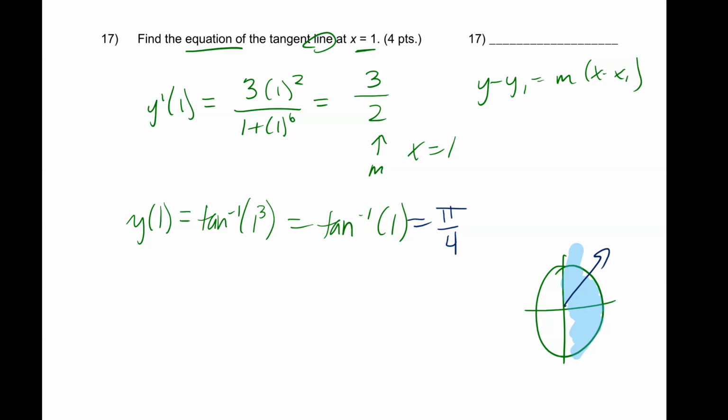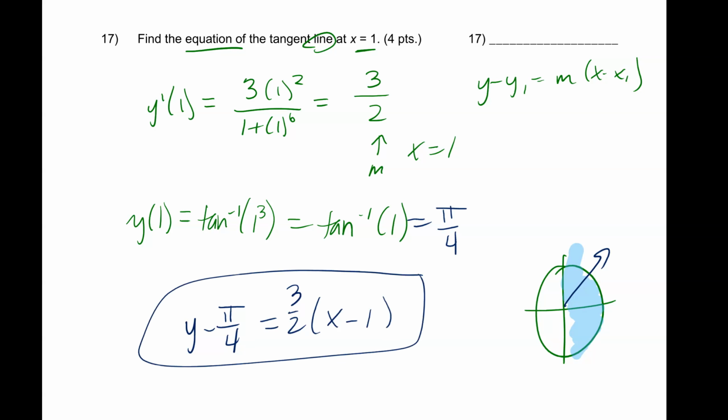You have an equation, you have a line. So that's a point. And you realize this is 45 degrees, so you know the angle. Okay, this is my y value. So I have y minus pi over 4 equals my slope, 3 over 2, times x minus 1.